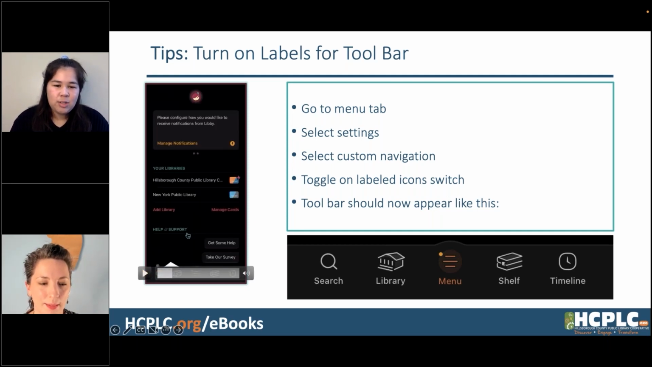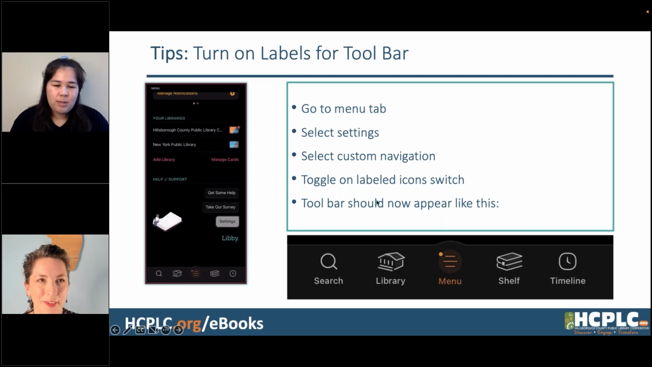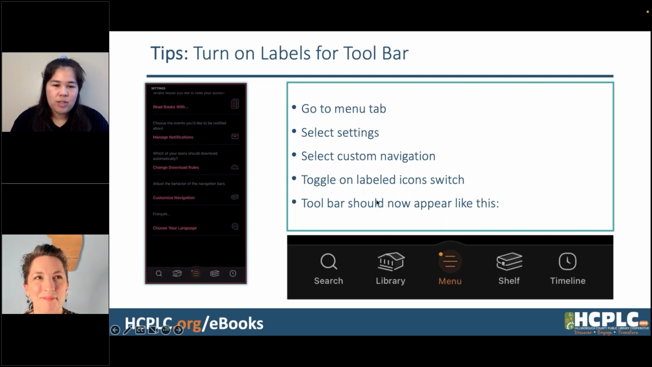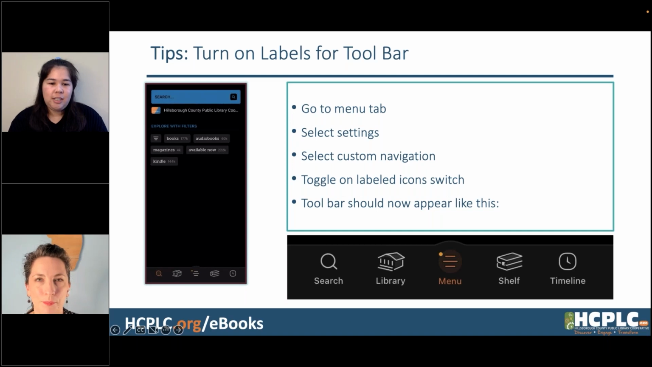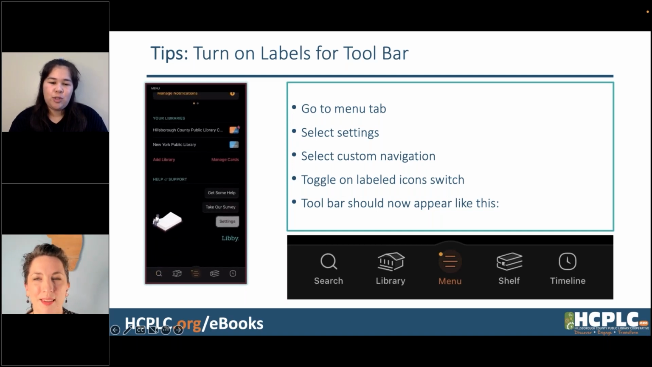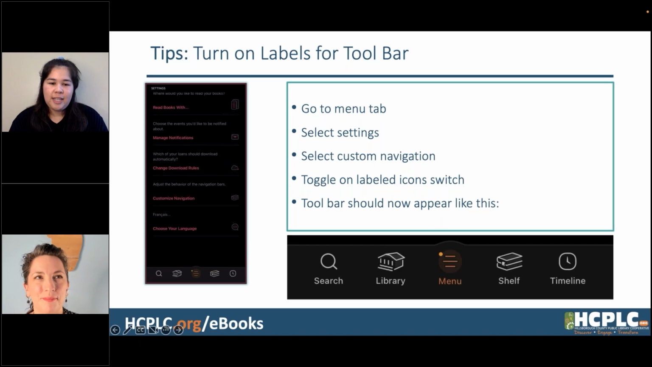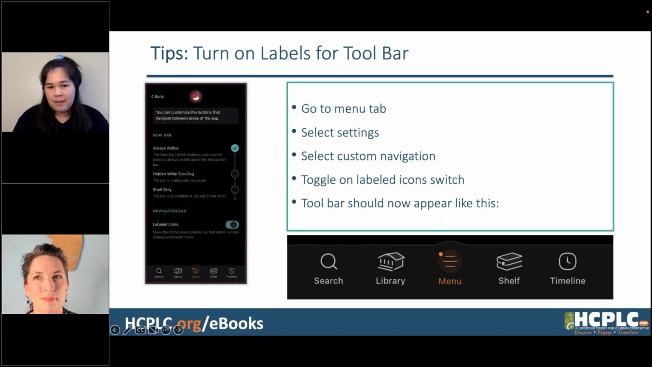So basically you're going to go to the menu tab there in the center, then scroll down and go to customize navigation. And then that little toggle there, you're going to click on, the check mark should come on. And then you'll know that it went through because you should then see the labels there. So again, I'll just go through it one more time. You're going to go to the menu tab right there in the center, and then you're going to scroll down and go to settings. And then scroll down there, go to customize navigation, and then toggle that on. And then it'll stay there for the remainder of you using the app.